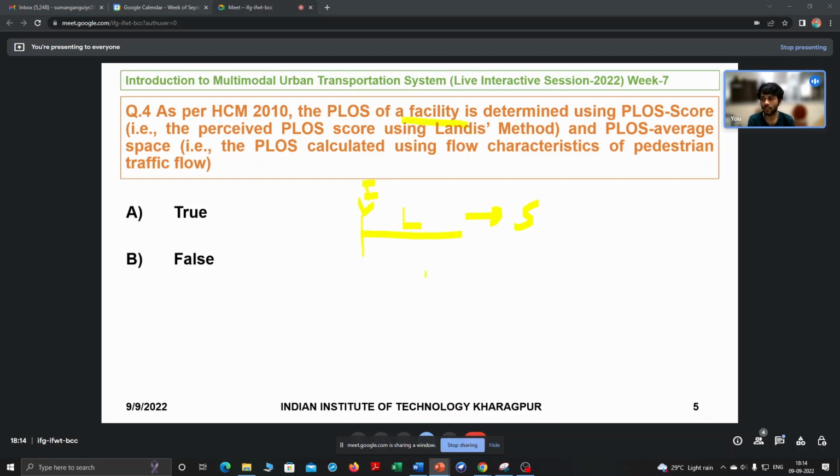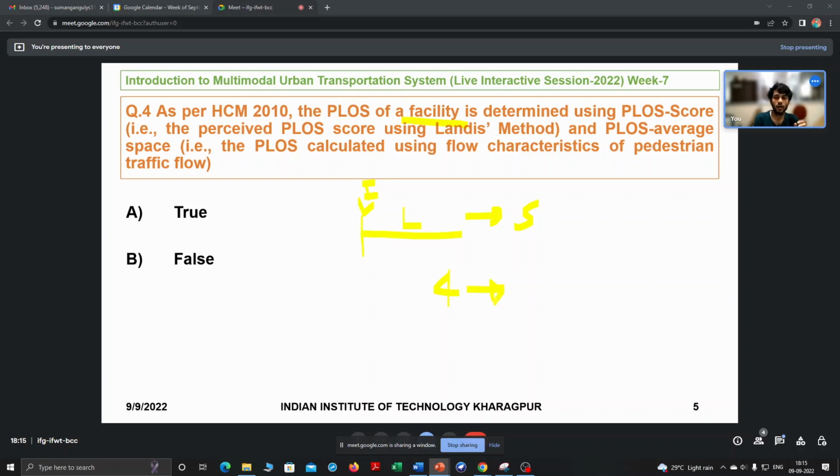So a facility is the adding up of segments. If there are 4 segments and you add them up, then it becomes a facility. Now you tell me, according to HCM 2010, is the PLOS of a facility determined by both PLOS score as well as PLOS average space, or maybe one factor, or maybe using something else? Tell me. That is the question.